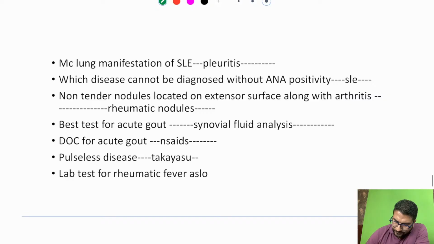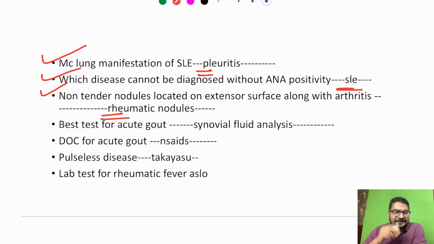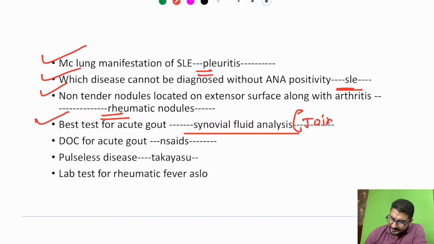Now let us see the MCQ part. Most common lung manifestation of SLE: pleuritis. Which disease cannot be diagnosed without ANA positivity? Again, it is SLE. Non-tender nodule on extensor surface in RA patient: it is a rheumatoid nodule. गाउट के लिए बेस्ट टेस्ट क्या होगा? साइनोवियल फ्लूइड एनालिसिस. मीन्स ये सैंपल आपको कहाँ से लेना पड़ेगा? दिस सैंपल यू नीड टू टेक फ्रॉम जॉइंट एस्पिरेशन. ड्रग ऑफ चॉइस फॉर एक्यूट गाउट: NSAIDs.